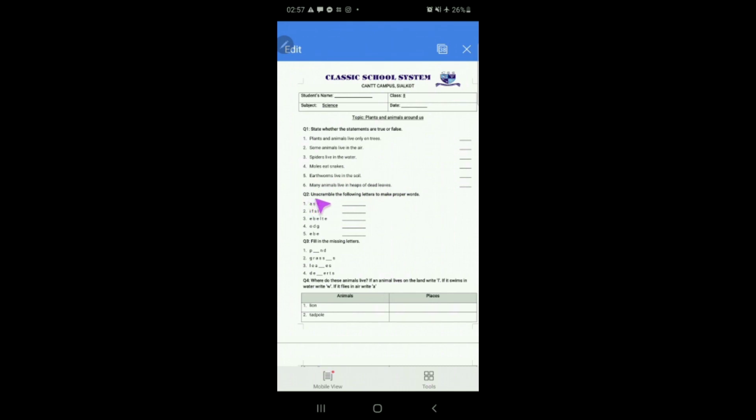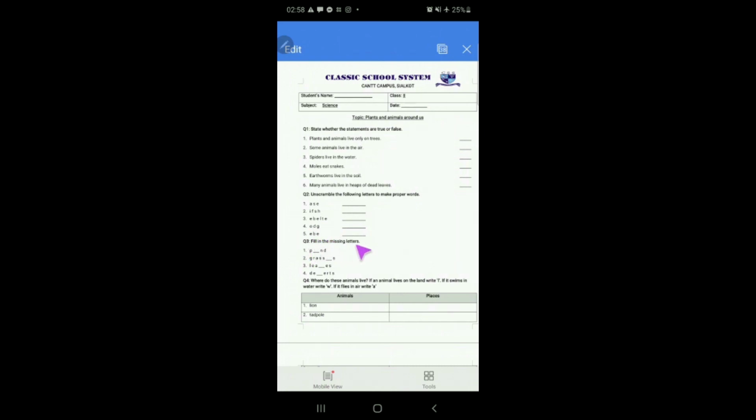Now, question number 2 says, unscramble the following letters to make proper words. Now, here are a few letters. You have to arrange them in a way that they make sense. Okay? A, S, E. Now, how can you rearrange it? Let me solve one for you. S, E, A. C is a habitat for many animals. Number 2, IFSH. So this word will start with F. Number 3 is EBELTE. Number 4, ODG. Number 5, EBE.